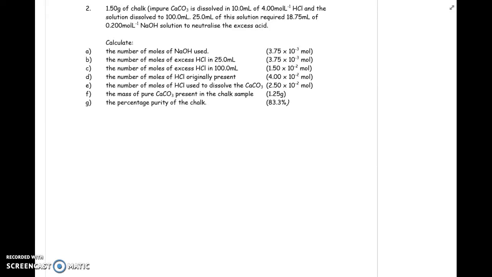Now let's try another example. This is an example of a back titration. So let's see how a back titration is different from a normal titration.